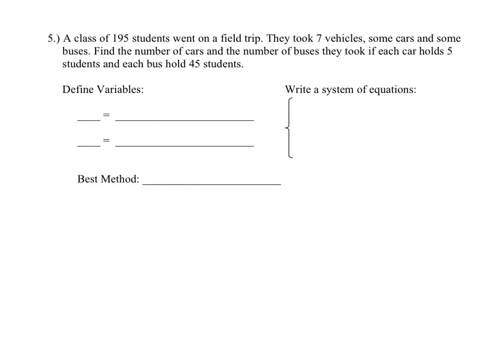Okay, number 5. A class of 195 students went on a field trip. They took 7 vehicles, some cars and some buses. Find the number of cars and the number of buses they took, if each car holds 5 students and each bus holds 45 students. Well, the question, find the number of cars and the number of buses they took, gives us our variables, right? So I'm going to use C for number of cars we took. And B, I like to use big B so it doesn't look like a 6, for number of buses.